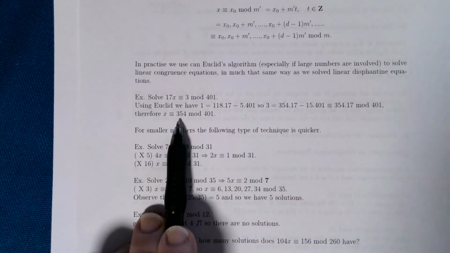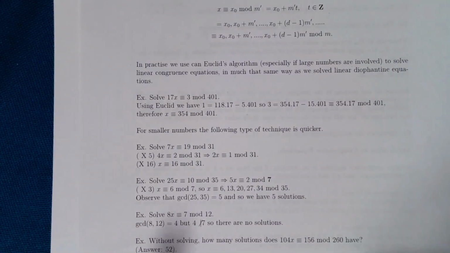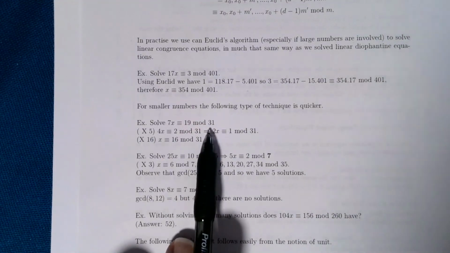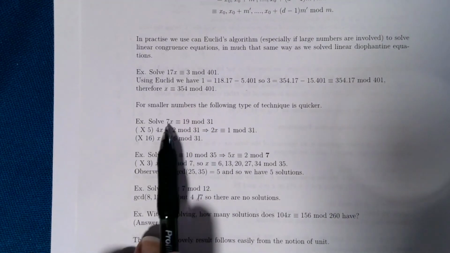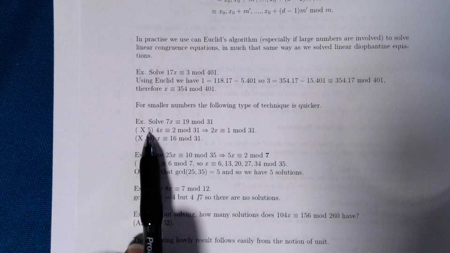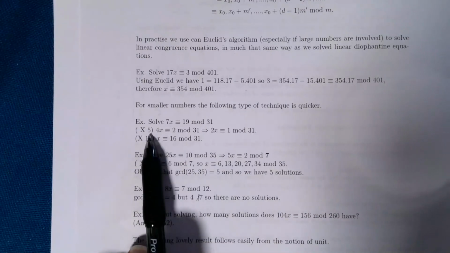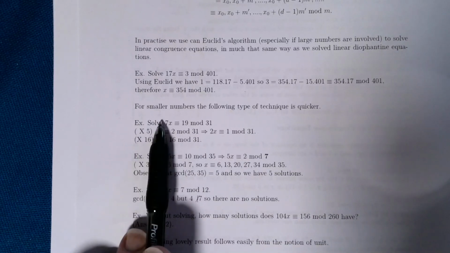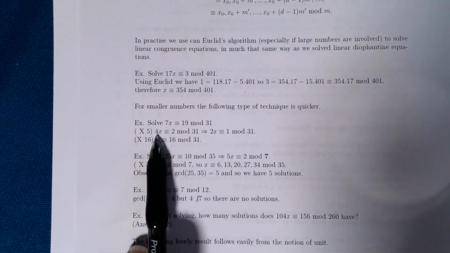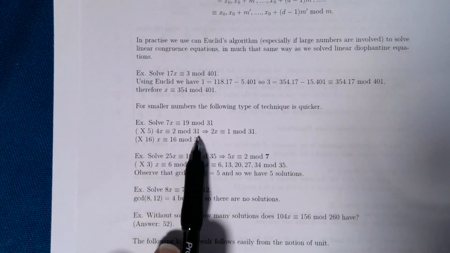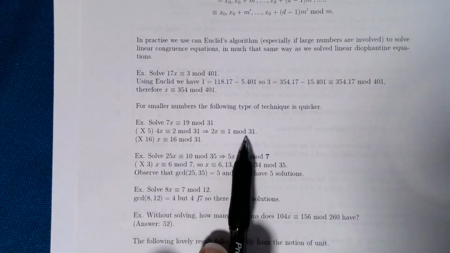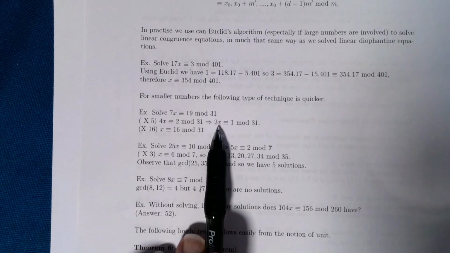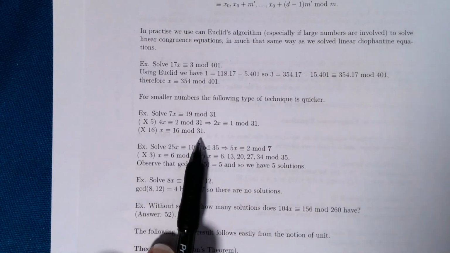If the numbers are smaller, then we can just use some common sense. So, for example, if I'm solving 7x congruent to 19 mod 31, I might multiply both sides by 5. GCD of 5 and 31 is 1, so that's okay. Now, because 5 times 7 is 35, which is 4 modulo 31, I can then divide by 2, because 2 has a GCD of 1 with 31. That gives me this. And at this stage I could multiply by 16. 16 2s are 32, which is 1, and I get x is 16 mod 31.